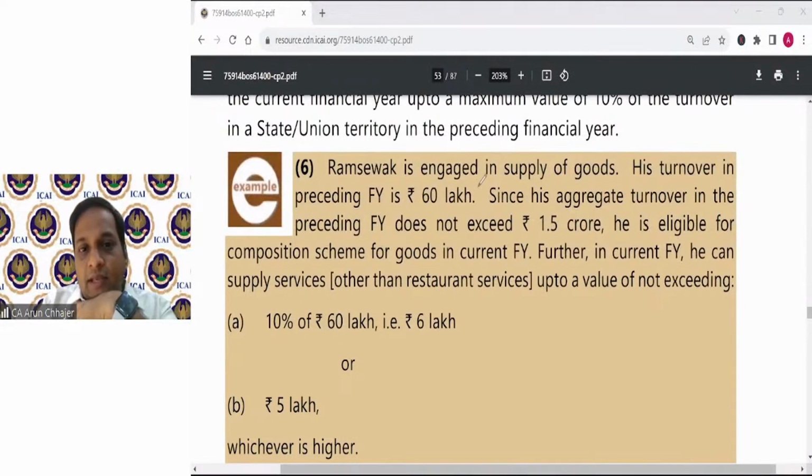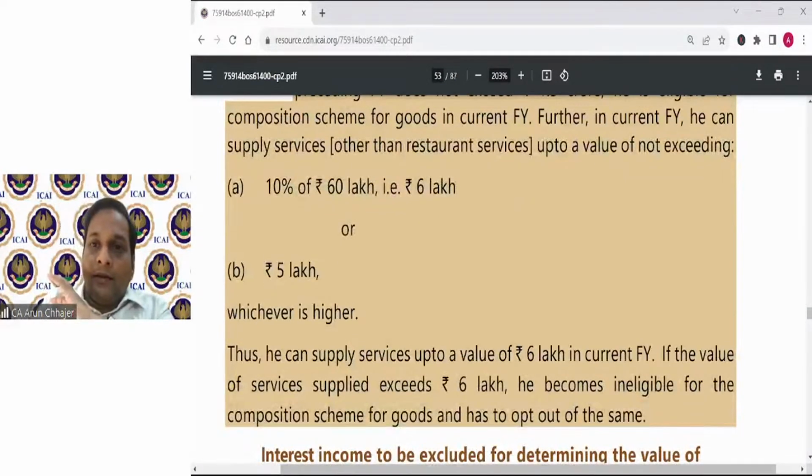Now let's read the question. Ram Sevak is engaged in the supply of the goods. His turnover in the preceding financial year is 60 lakhs. Since his aggregate turnover in the preceding financial year does not exceed 1.5 crore, he is eligible for composition scheme for the goods in the current year. Further, in the current year, he can supply the service up to a value not exceeding 10% of this or 5 lakh, whichever is higher. I can say he can provide the service up to 6 lakh. So, he can supply the service up to the value of 6 lakhs in the current year.